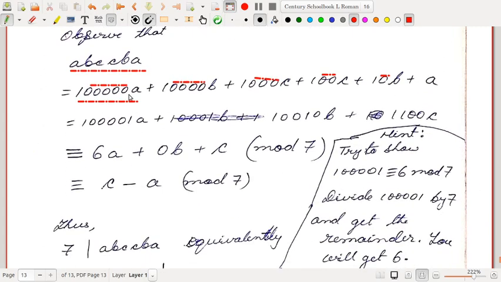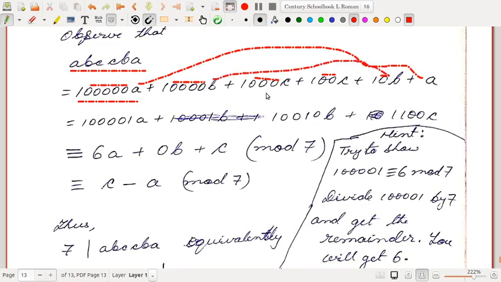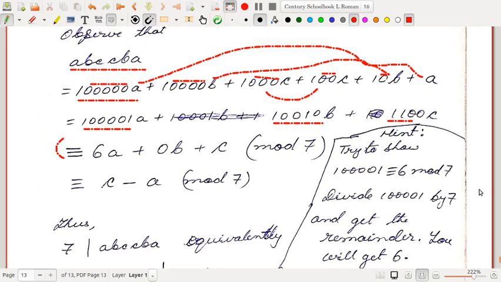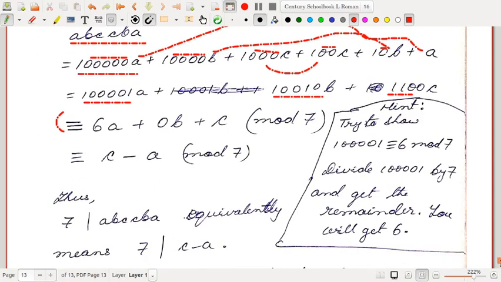Now, if you add up the like terms, A is added with this A, then B is added with B, then C is added with C. So it is 100001 A plus 10010 B plus 1100 C. Now we will see what it is congruent to modulo 7, because we are considering divisibility by 7. For that, you have to divide 100001 by 7 and see what the remainder is.